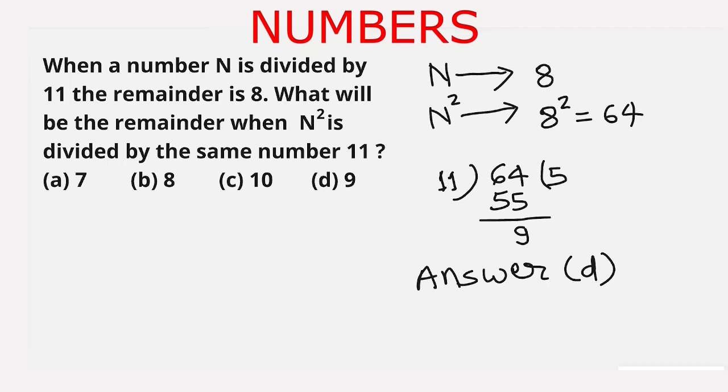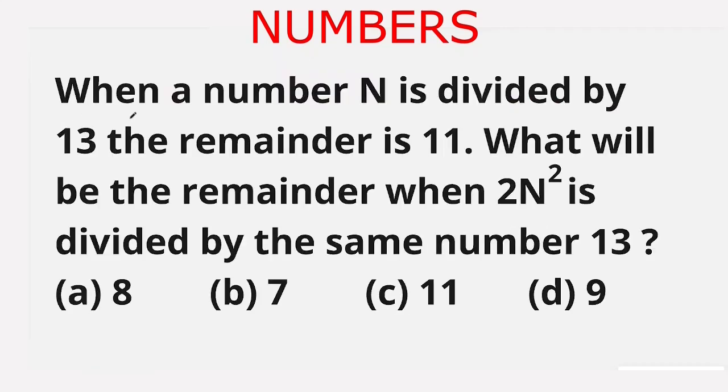We go to the next question. Our question is, when a number n is divided by 13, the remainder is 11. What will be the remainder when 2n square is divided by the same number 13? The given options are option A 8, option B 7, option C 11, option D 9.